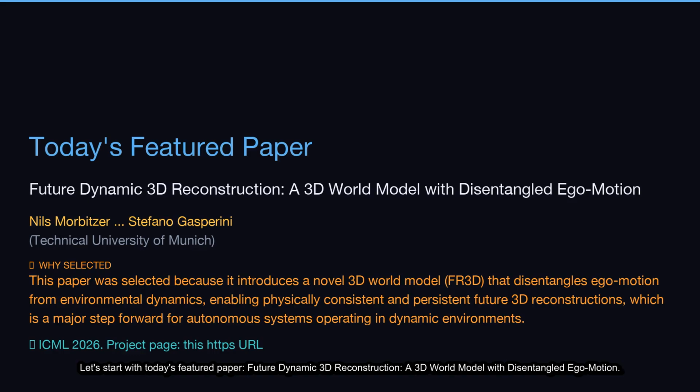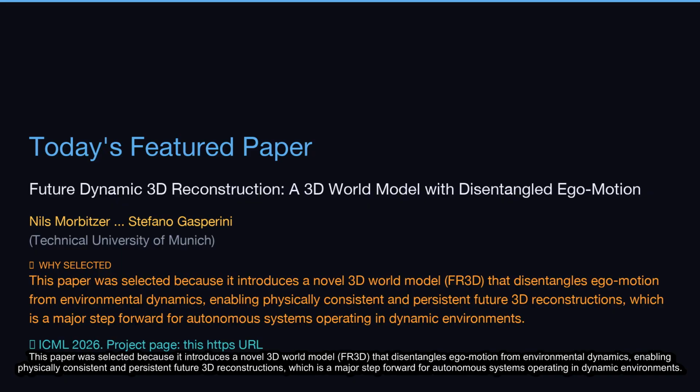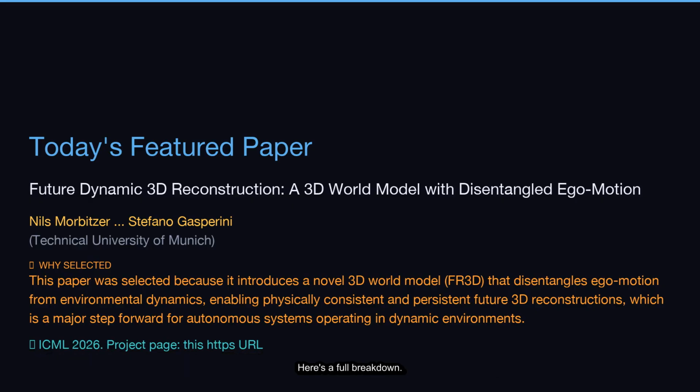Let's start with today's featured paper, Future Dynamic 3D Reconstruction, a 3D World Model with Disentangled Ego Motion, by Nils Morbitzer and Stefano Gasparini from Technical University of Munich. This paper was selected because it introduces a novel 3D world model, FR3D, that disentangles ego motion from environmental dynamics, enabling physically consistent and persistent future 3D reconstructions, which is a major step forward for autonomous systems operating in dynamic environments. Here's a full breakdown.